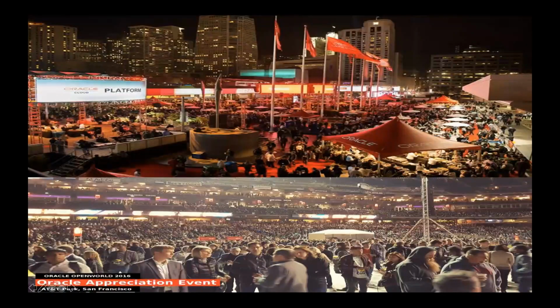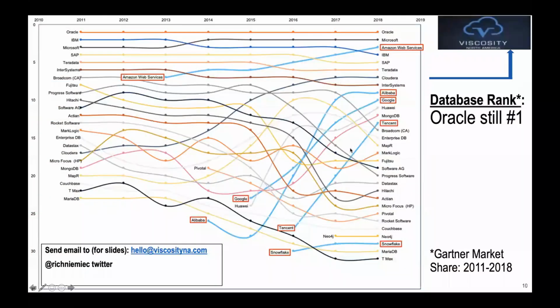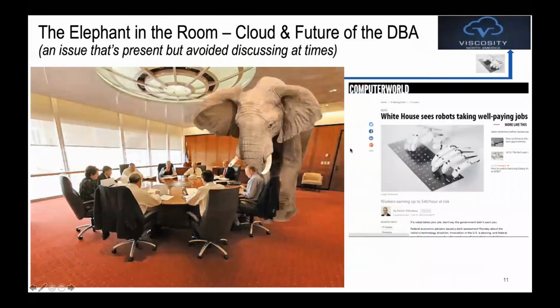How big is Oracle? Look how big their events are. AT&T Park is what they have to run out for their appreciation event. What's the top database? Well, since 1979, when Oracle came out, it was #1, and it has stayed #1 since. And you can see many of the other databases over the years.